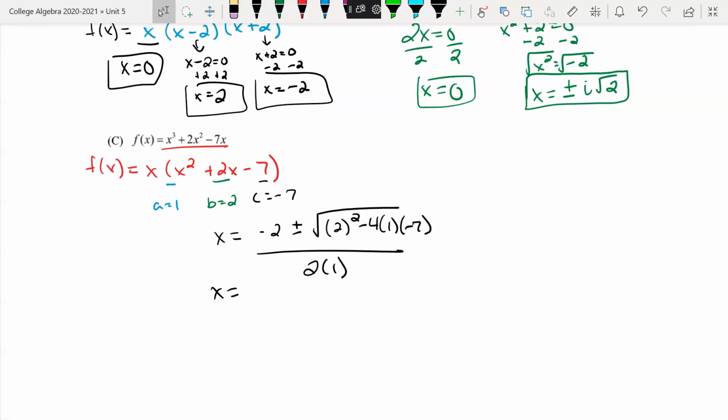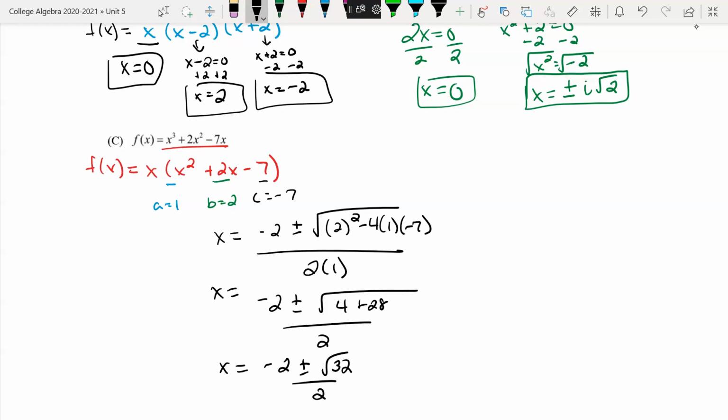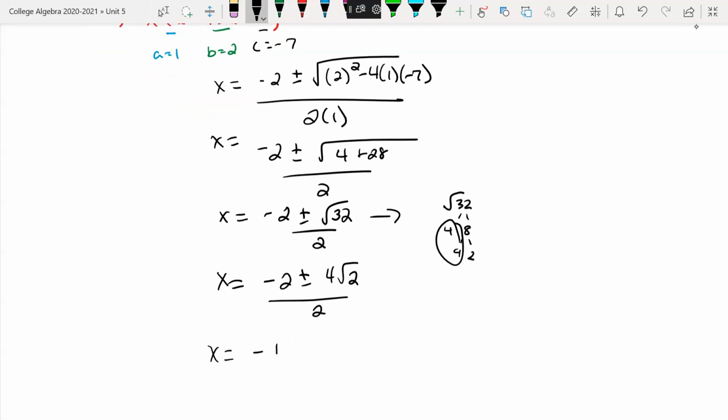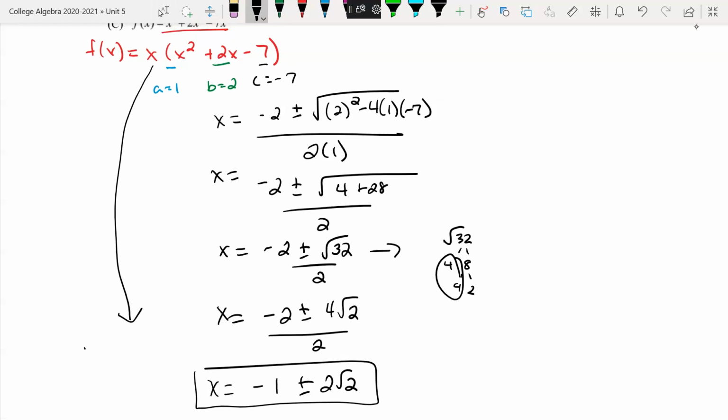So when I solve this, I'm going to get negative 2 plus or minus the square root of 4 plus 28 all over 2, which is negative 2 plus or minus the square root of 32 over 2. So then you would get negative 2 plus or minus, we need to simplify the square root of 32. So 4 and 8, 4 and 2, I can make a pair of 4s there. So it's going to be 4 square root of 2 over 2. I need to divide everything by 2, so I would have negative 1 plus or minus 2 square roots of 2. So there's 2 roots. Don't forget at the beginning we factored out an x, so I would set that equal to 0 and solve it, and that's my third root.